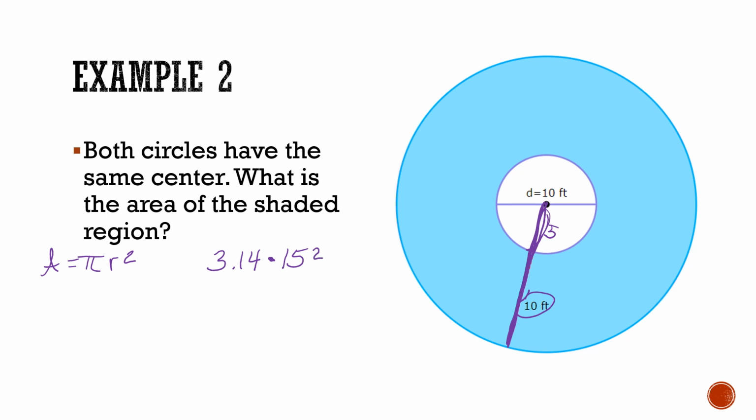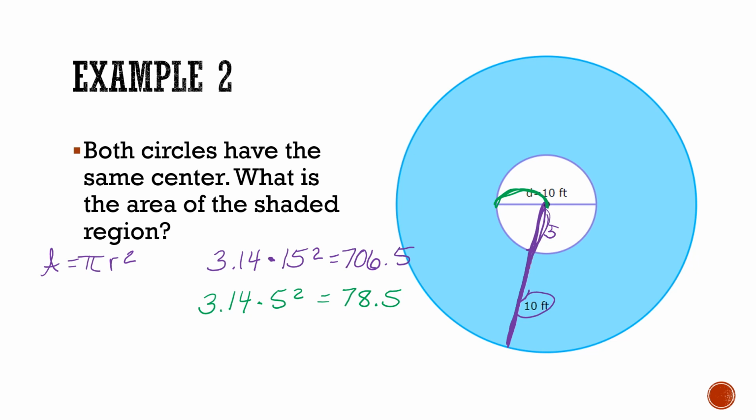So 3.14 times 15 squared, or you can do 15 times 15, is 706.5. Then we have to find the white circle in order to subtract. So 3.14 times the radius of the white circle. Okay, so if the diameter is 10, the radius is 5, so that is 5 squared. So 3.14 times 5 squared is 78.5.